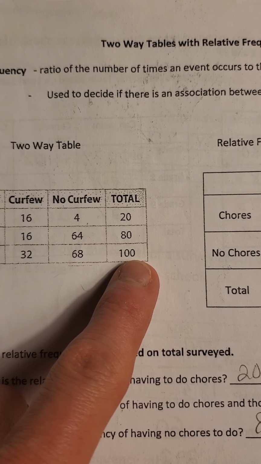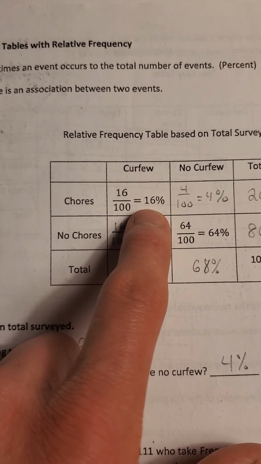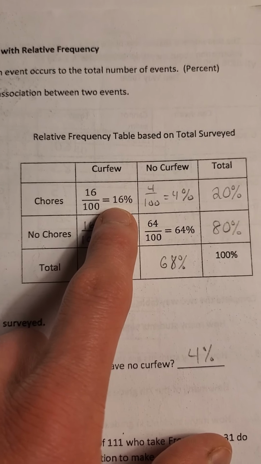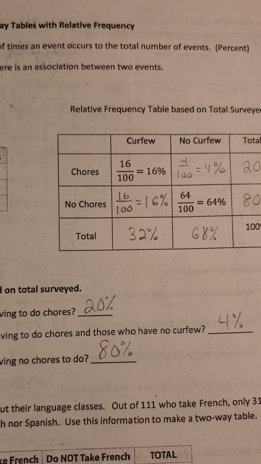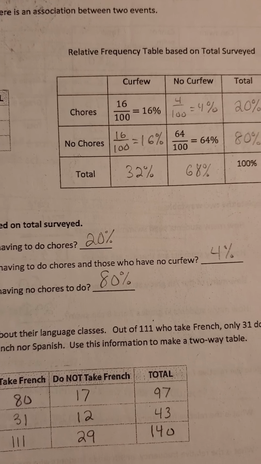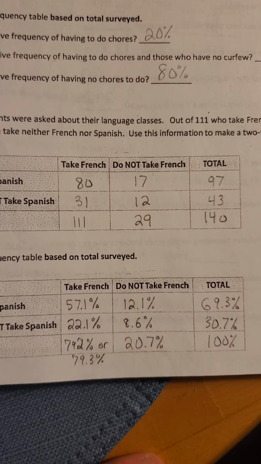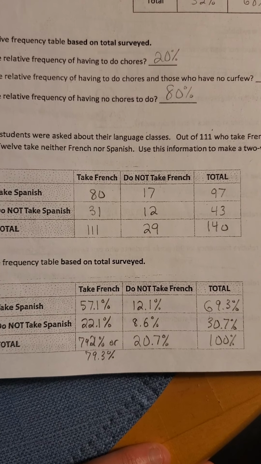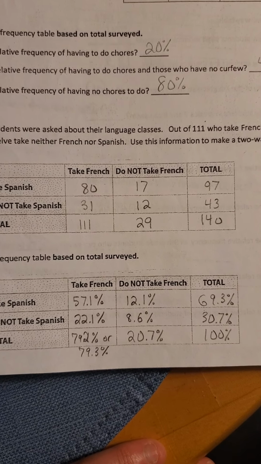16 divided by 100 is 0.16, and 0.16 times 100, because you always multiply by 100 to get a percent, is 16%. This two-way table works out nicely with all those percentages, and then we're answering some questions below from that table to get those percentages. Towards the bottom of the second page, this is the people who take Spanish or do not take Spanish, comparing them to people who take French and who do not take French.